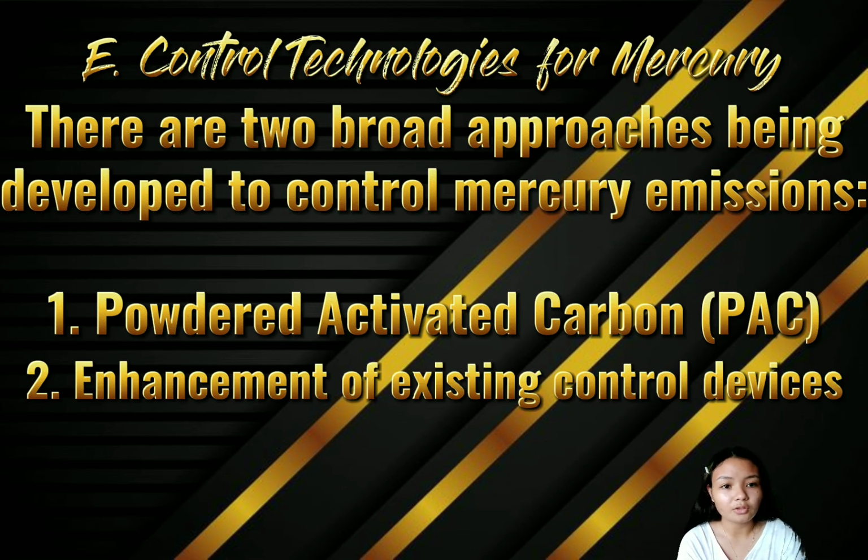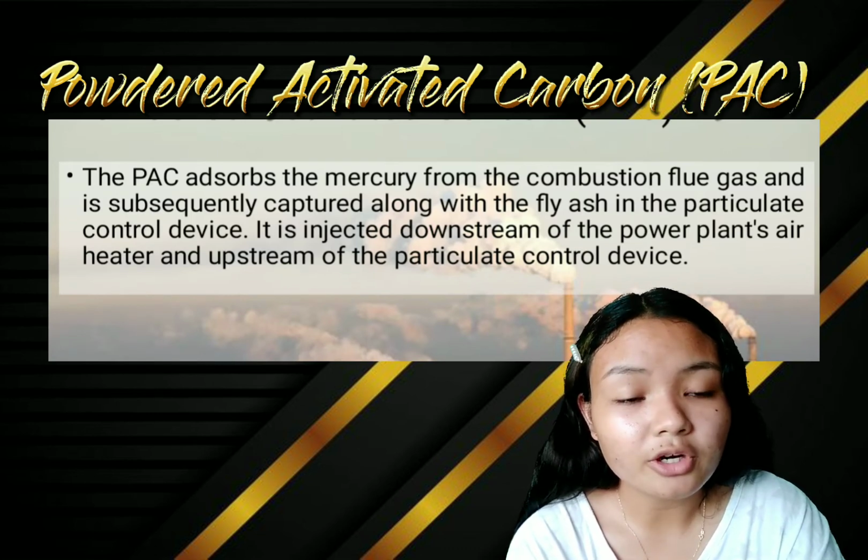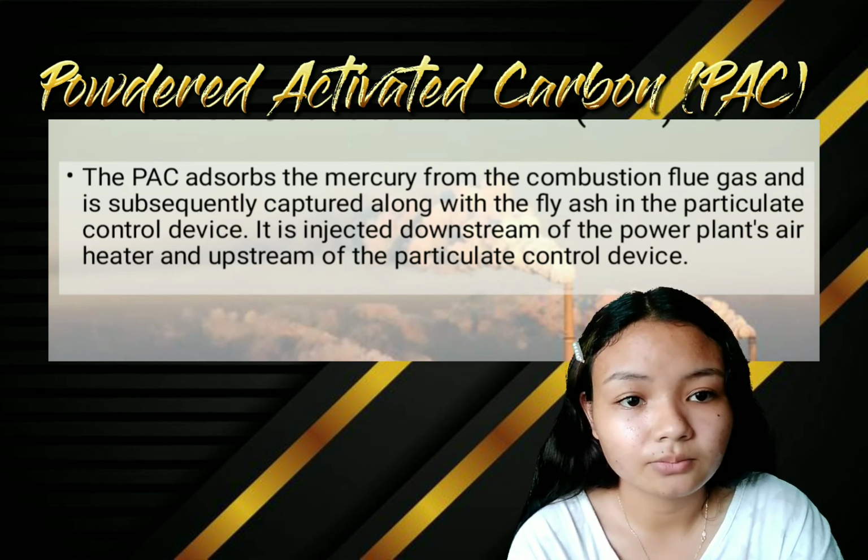The last subtopic that we are going to talk about is the control technologies for mercury. There are two broad approaches being developed to control mercury emissions. First is powdered activated carbon injection and enhancement of existing control devices. Powdered activated carbon absorbs the mercury from the combustion flue gas and is subsequently captured along with the fly ash in the particulate control device. It is injected downstream of the power plant's air heater and upstream of the particulate control device.